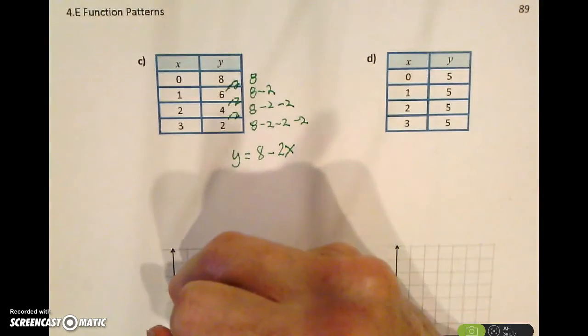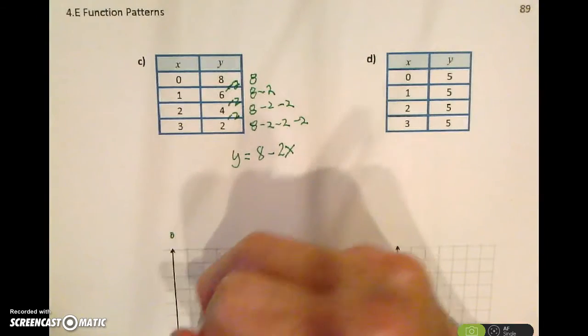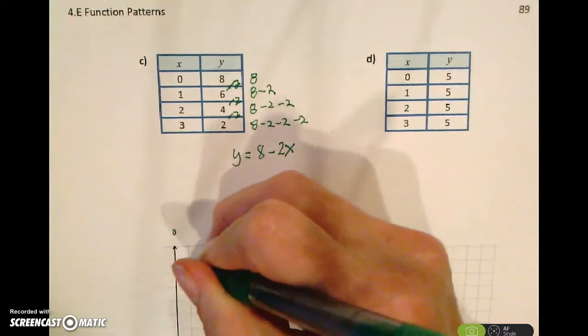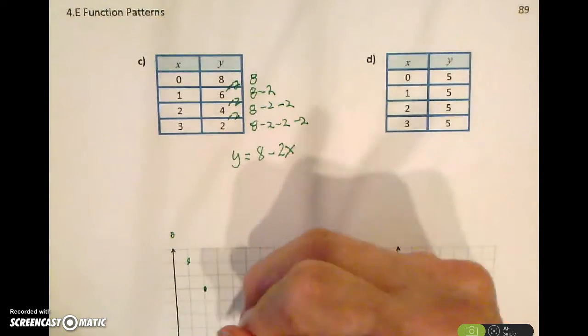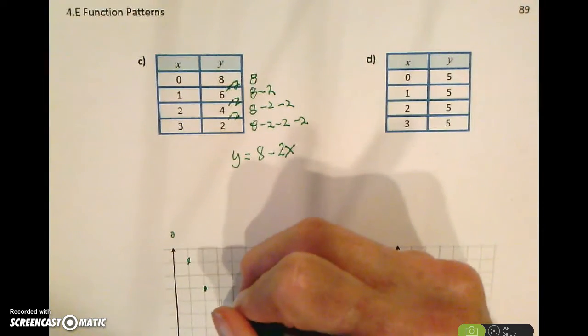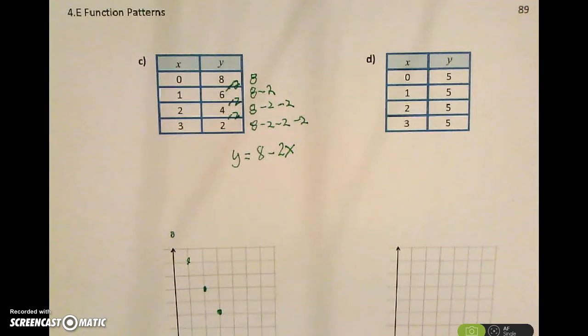When we graph it, we have 0, 1, 2, 3, 4, 5, 6, 7, 8. We have 1, 1, 2, 3, 4, 5, 6. We have 2, 1, 2, 3, 4. And we have 3, 1, 2. So you can see our line dropping right there.